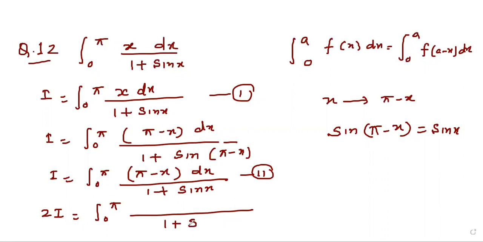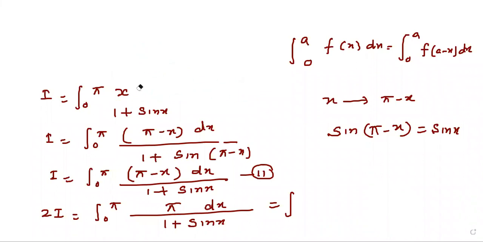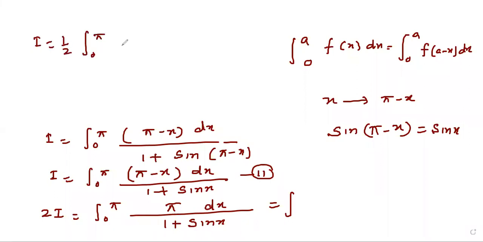Denominators are the same, so 1 plus sin x. In case of numerator, here there is x, here there is pi minus x, so only pi dx will be left. So we can write it as I equals 1 upon 2 integration 0 to pi of pi dx divided by 1 plus sin x.